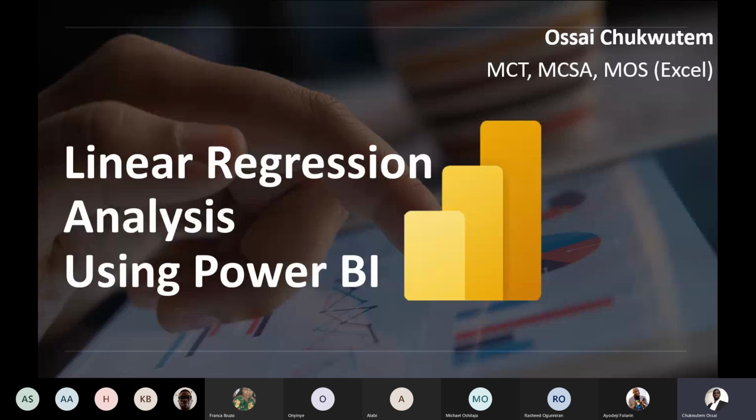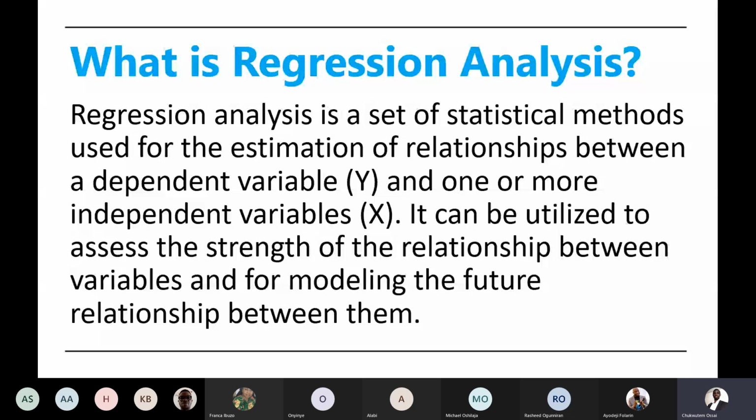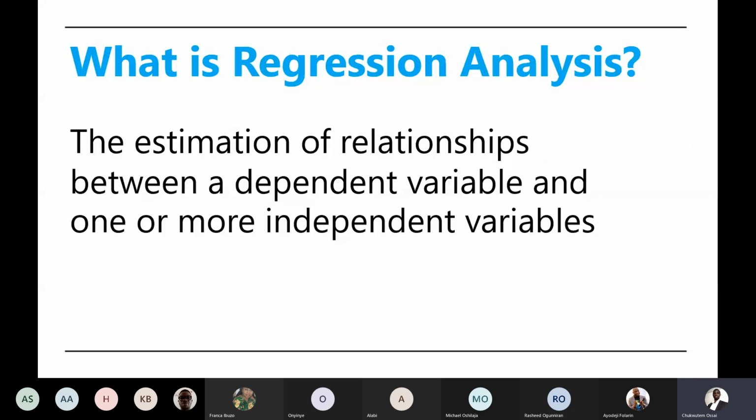So let us start the lecture for today. Regression analysis is a set of statistical methods used for the estimation of relationships between a dependent variable called y and one or more independent variables. It can be utilized to assess the strength of the relationship between variables and for modeling the future relationship. Regression analysis is the estimation of relationships between a dependent variable and one or more independent variables. So that is the short definition that we can give to it.